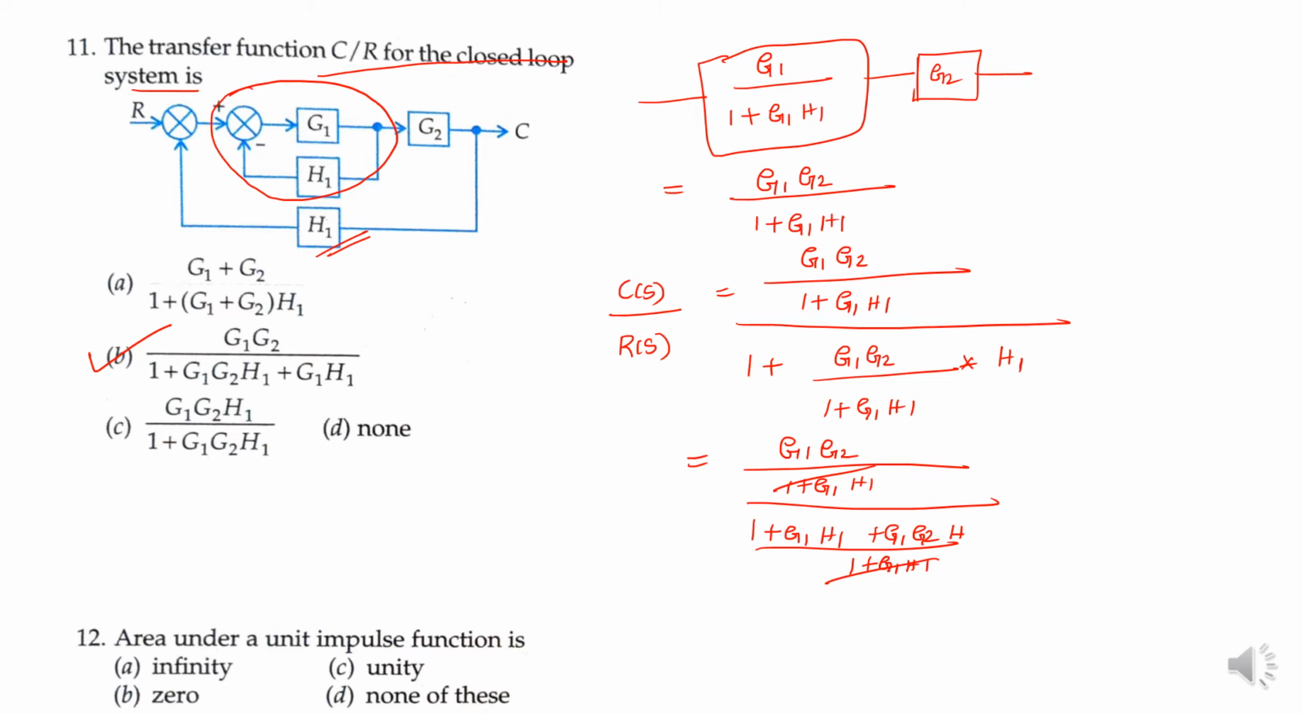Second, 12th problem. Area under a unit impulse function. So area under this unit impulse function is equal to unity.